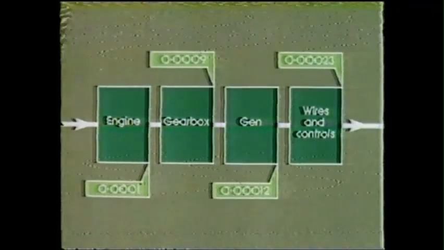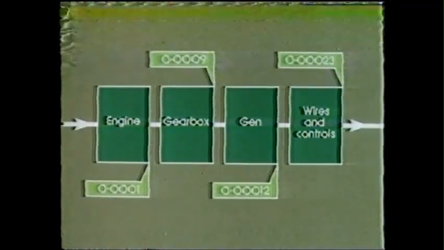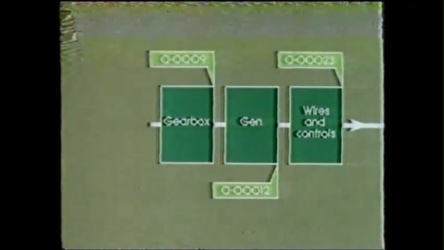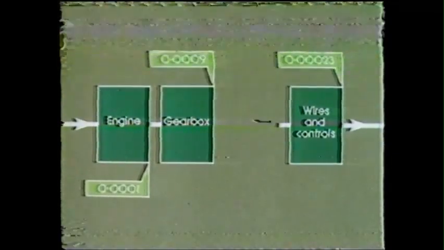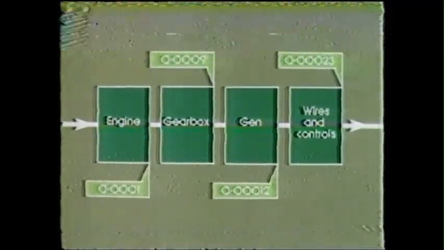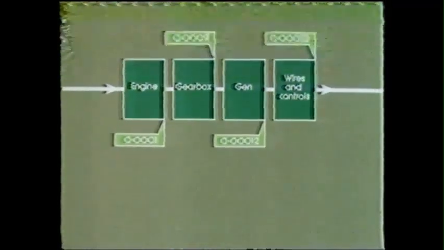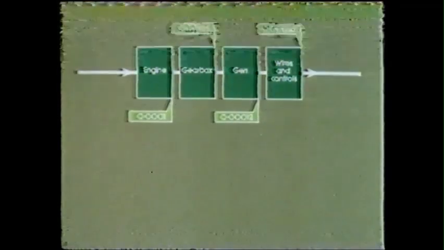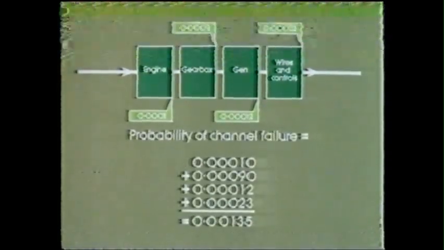Because the components are in series, the channel will fail if component 1 fails, or component 2, or component 3, or component 4. There's no overlap because as soon as one component has failed, the system fails. So the probability of the system failing is the sum of the individual probabilities of failure.